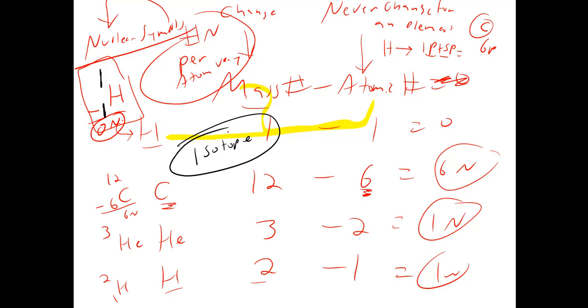Isotopes. An isotope is an element with the same number of neutrons. So it's an element with the same number of neutrons. So let's go ahead and take a look at these two nuclear symbols.